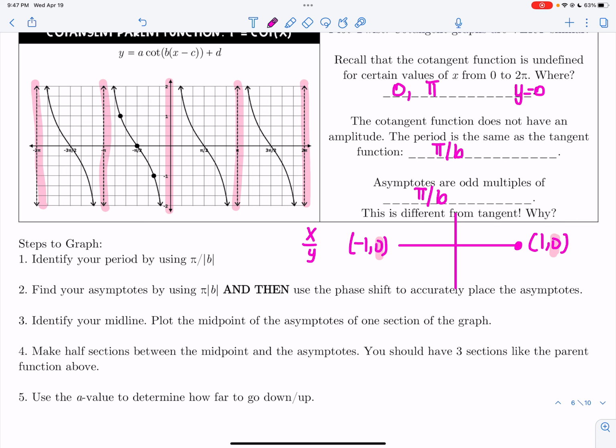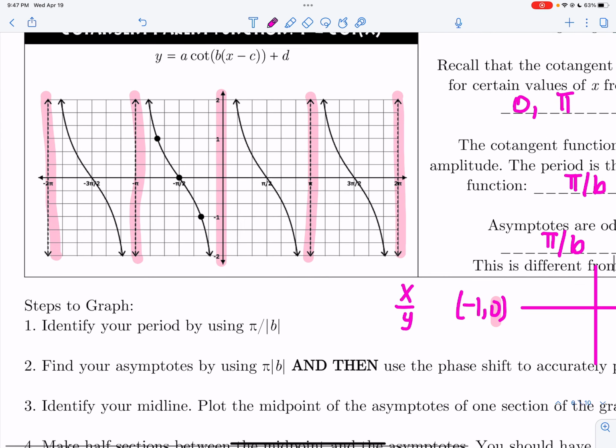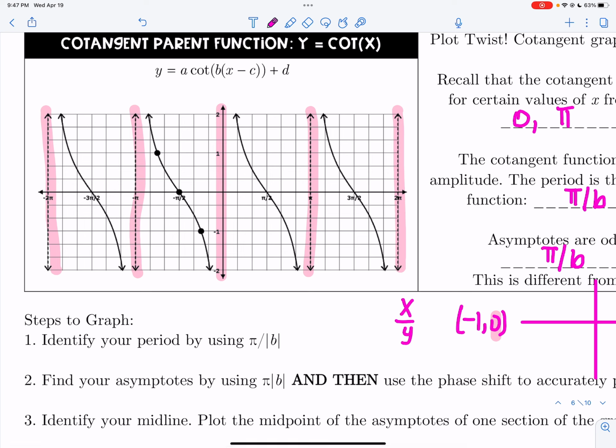You'll also see here that cotangents, I should probably give you another different graph for this one. Cotangent, very similar to tangent, except we're starting high first and then going low.